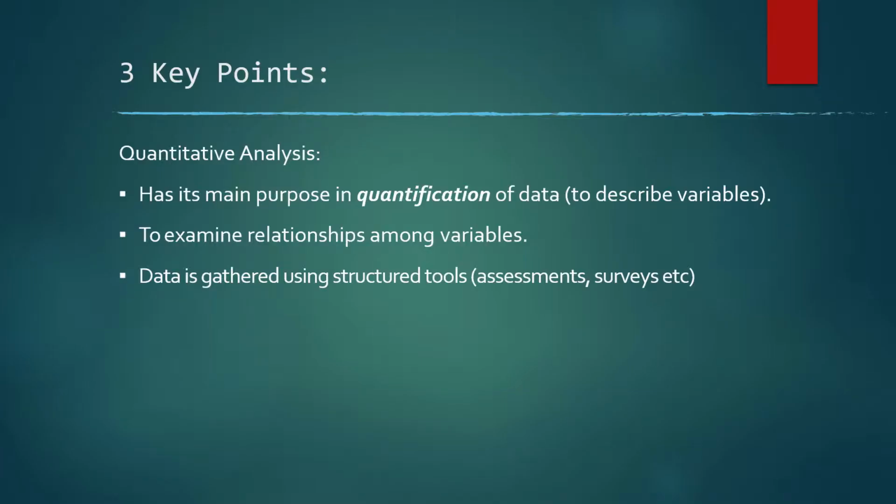Three key points on quantitative analysis. One, its main purpose is quantification of data. Like we said earlier, typically in terms of numbers, percentages, statistical data. Two, it examines the relationship between variables. Three, the data is gathered typically using structured tools like assessments or surveys. Those are three key points of quantitative analysis that I'd like you to remember for this lecture.